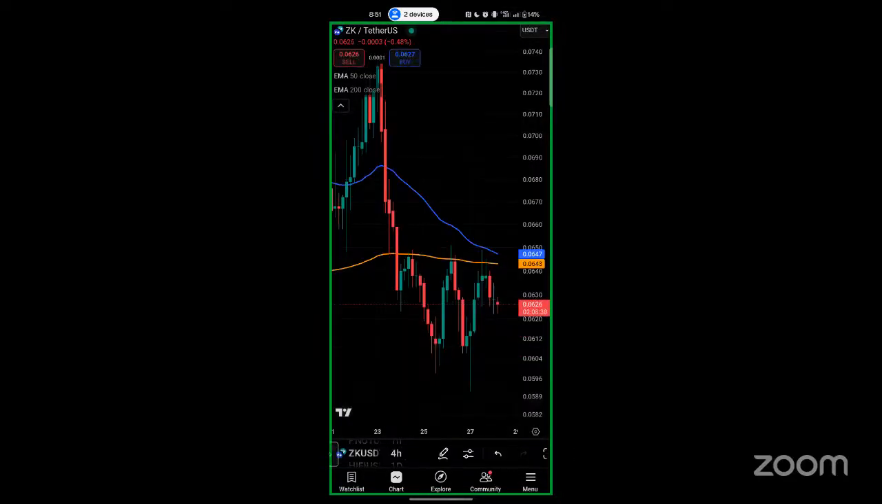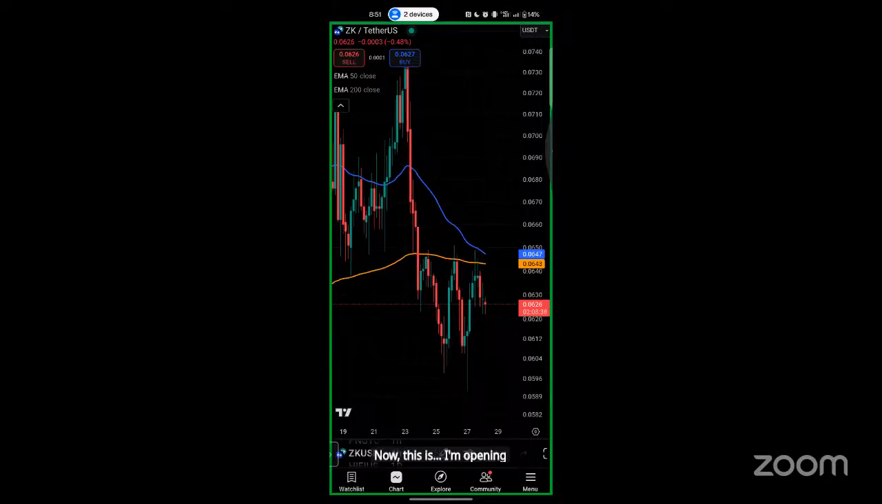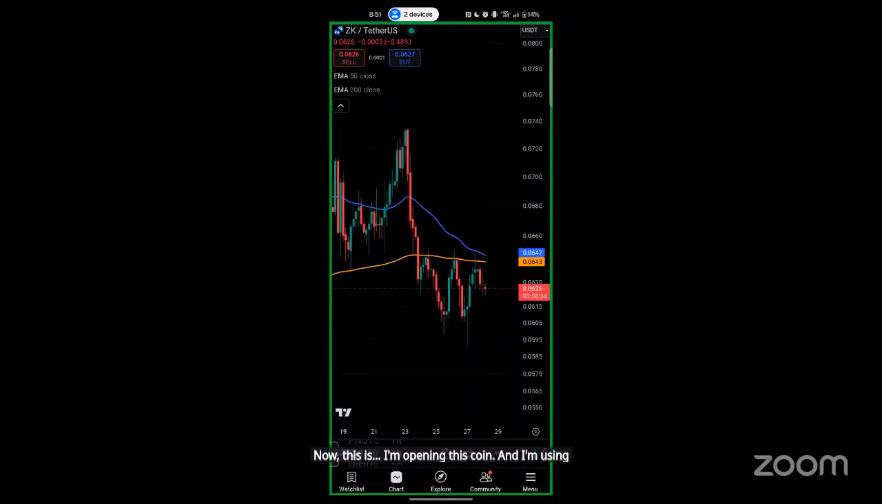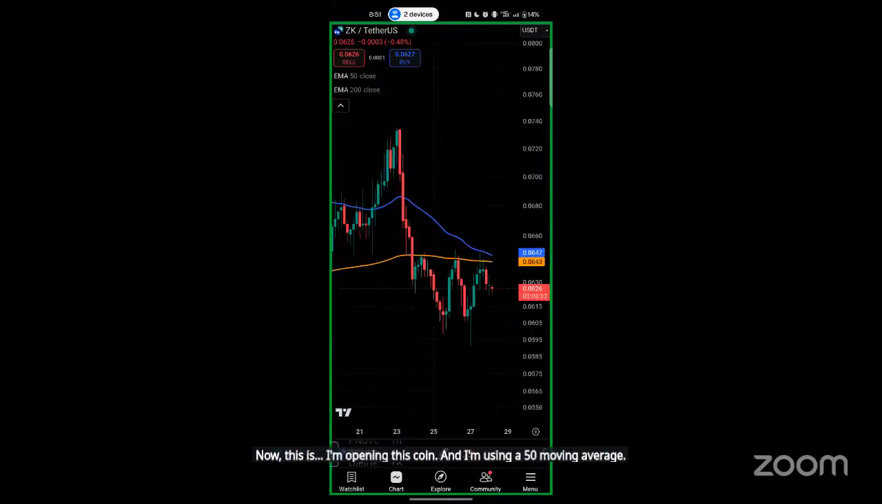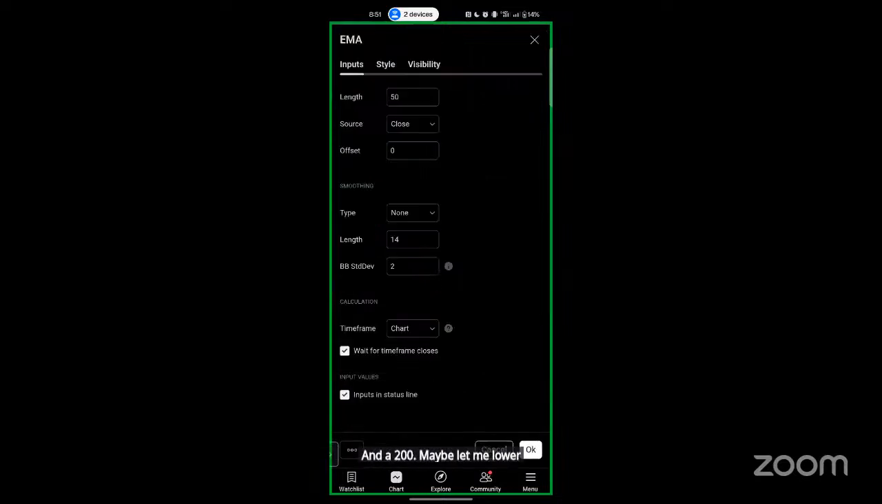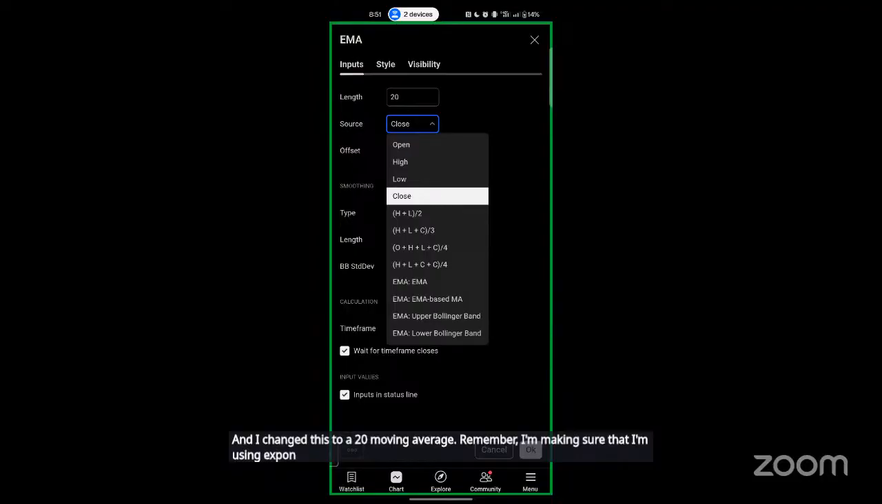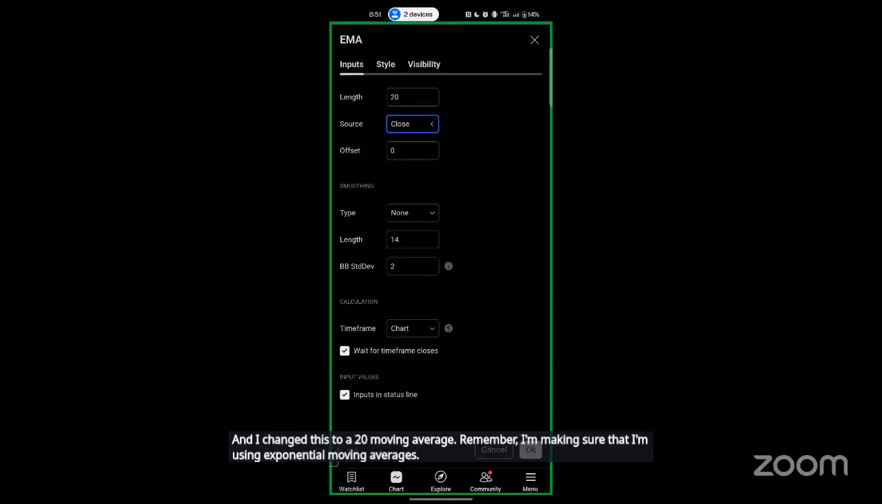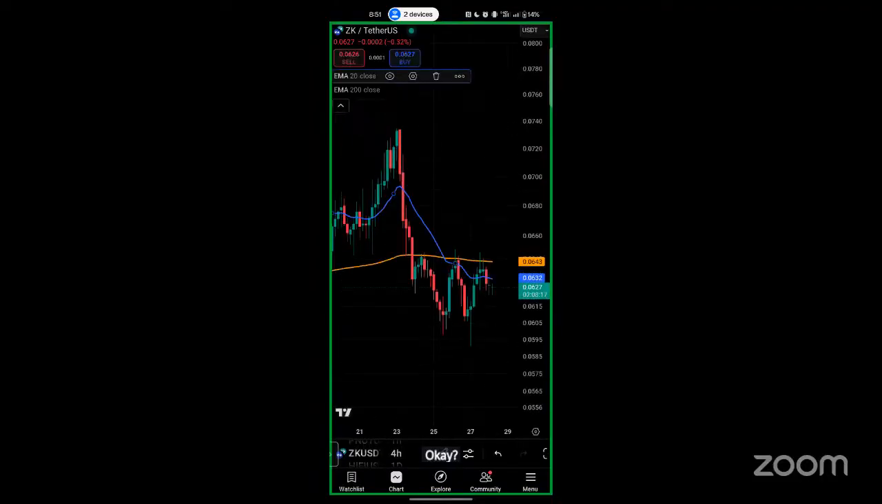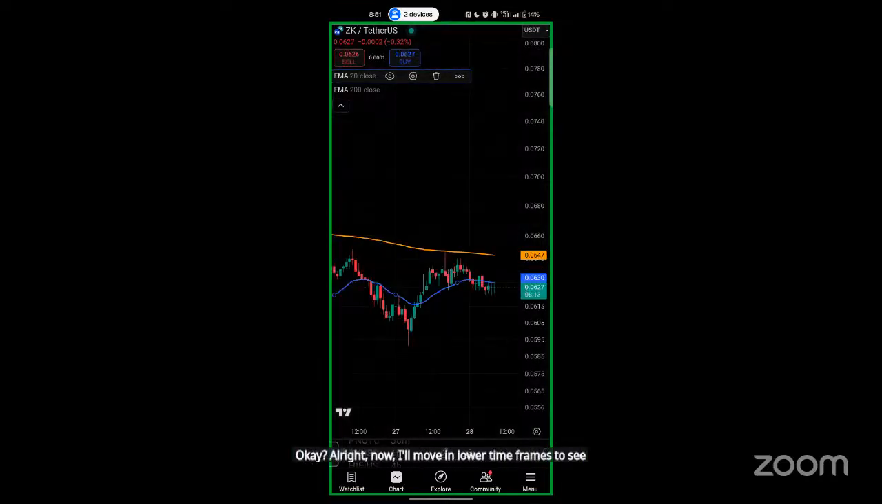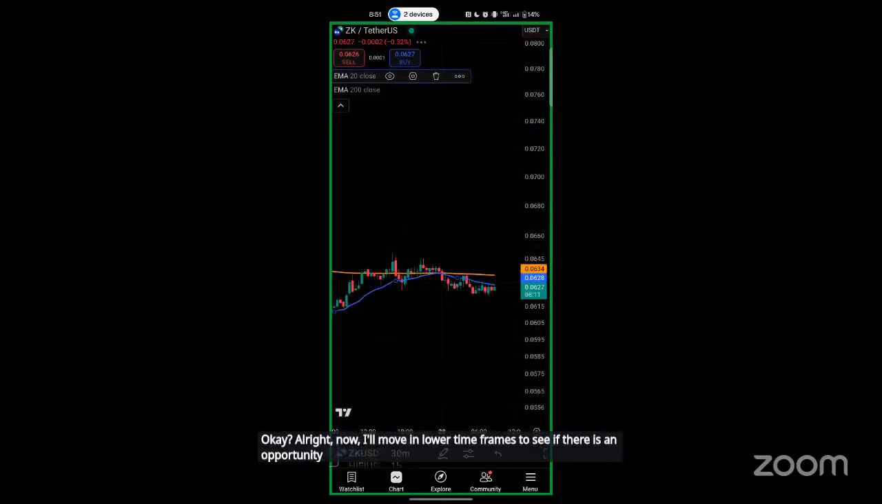Now I'm opening this coin and I'm using a 50 moving average and a 200. Maybe let me lower it a little bit and I change this to a 20 moving average. Remember, I'm making sure that I'm using exponential moving averages. Okay? All right. Now, I'll move to lower time frames to see if there is an opportunity for me.